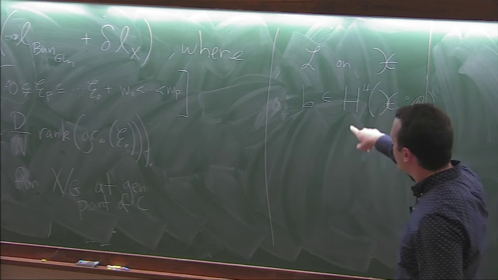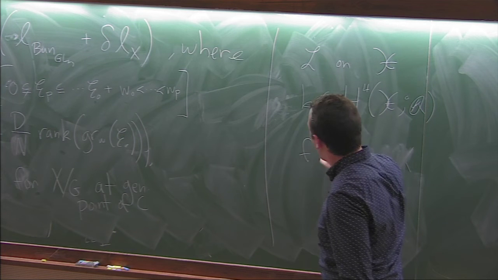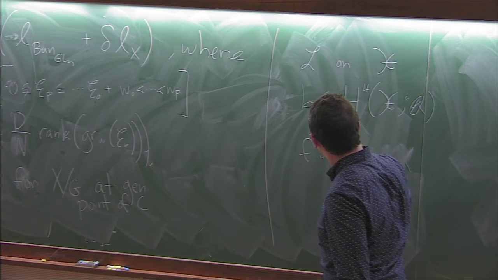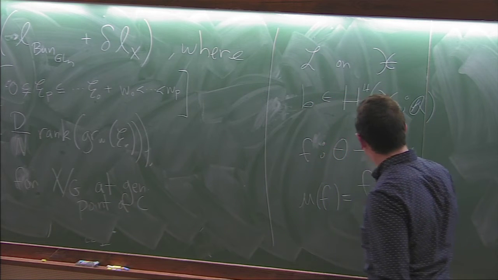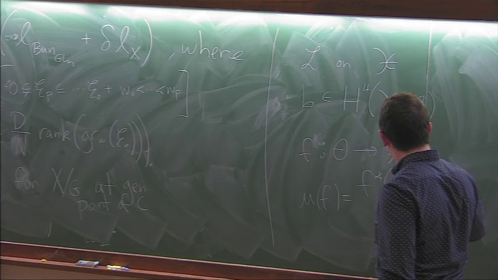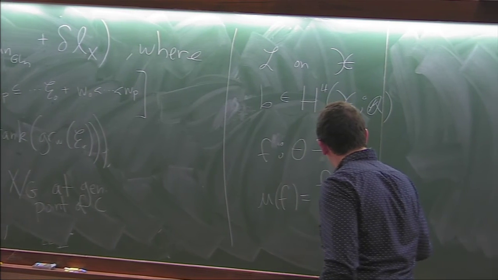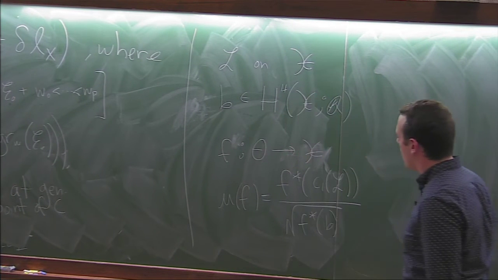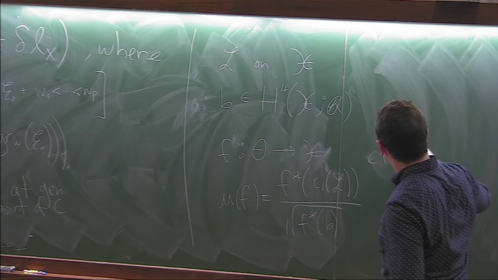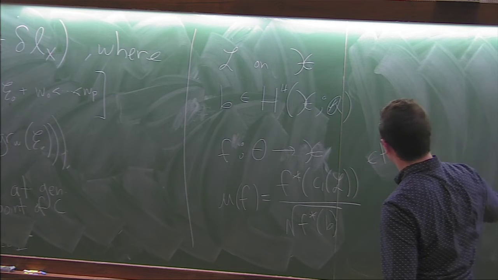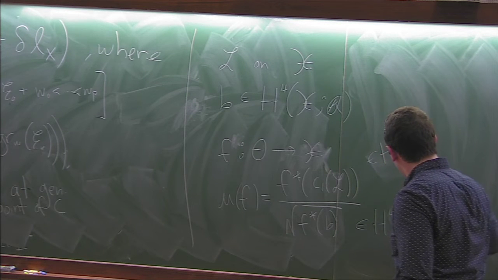Okay. So the general formula here is that you have a line bundle on X, and what I do is I take the pullback. I have my filtration, which is a map from theta to X, and mu of the filtration is equal to F star of C1 of the line bundle divided by the square root of F star of B. To interpret this, the numerator lives in H2 of theta with rational coefficients Q, and the denominator lives in H4 of theta, which is also Q.